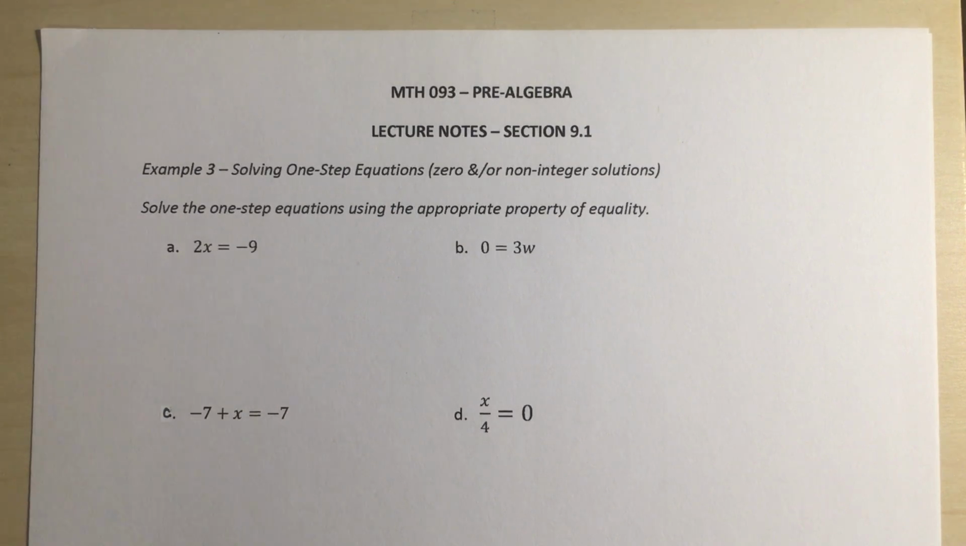So that means we can use our addition property and either add or subtract, or a multiplication property and either multiply or divide. Again, the key thing here is, whatever we do to one side of the equation, we have to make sure we do the exact same thing to the other side of the equation.